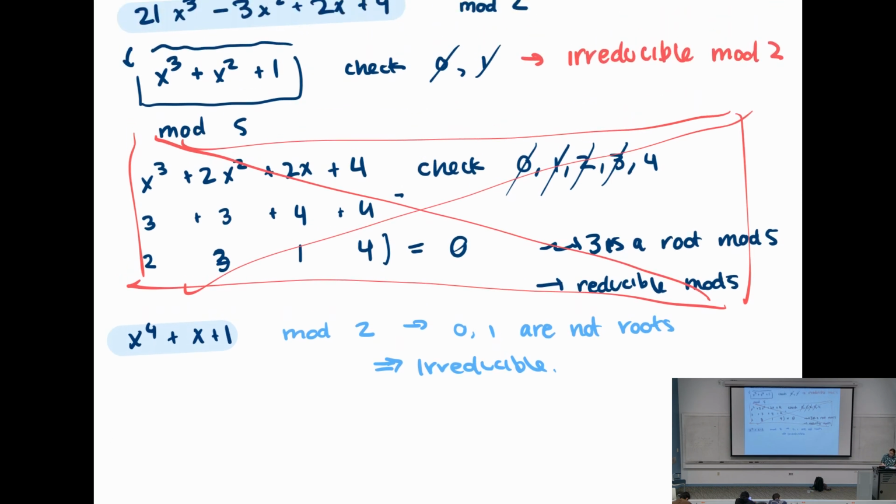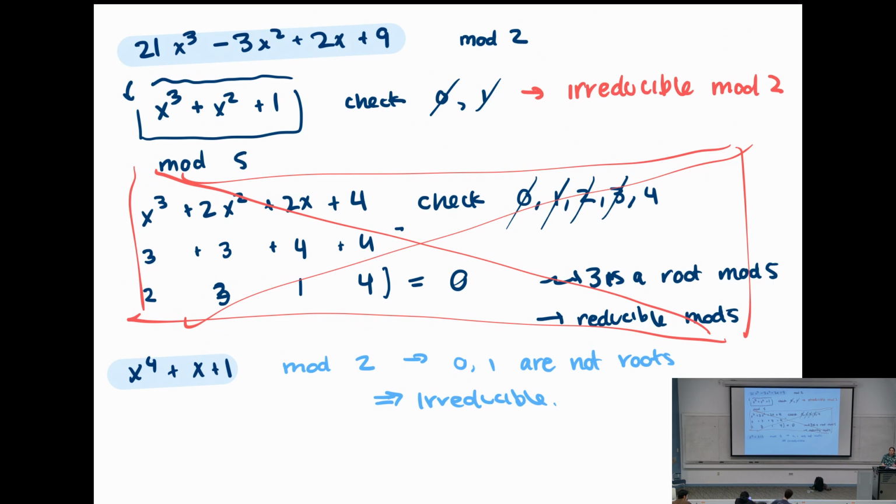Okay, good. So I think that's a good stopping point for today. So Friday we'll see a little bit why we actually care whether polynomials are reducible or irreducible.